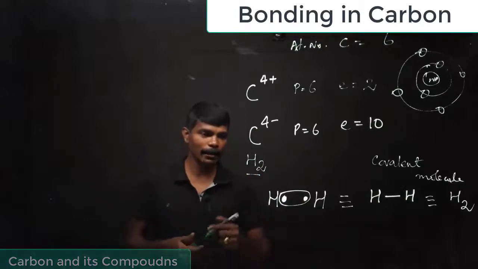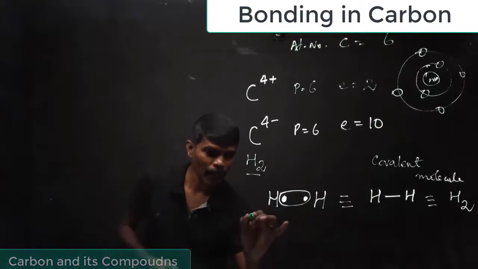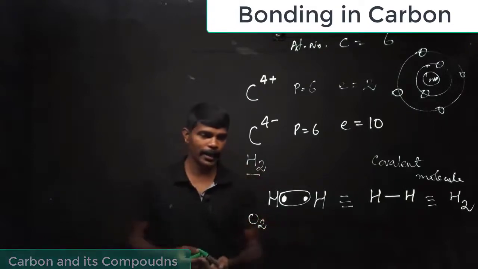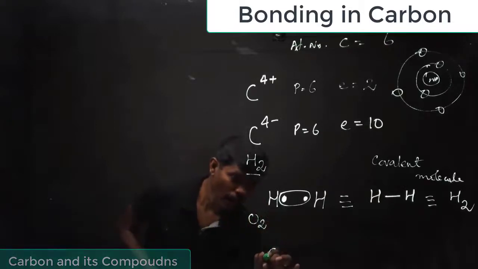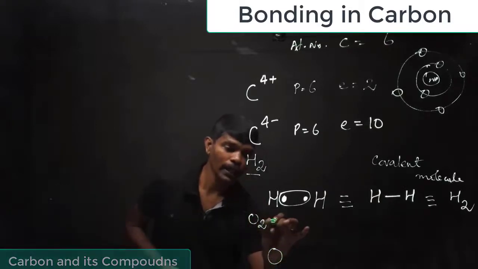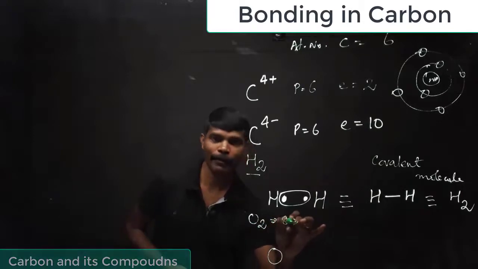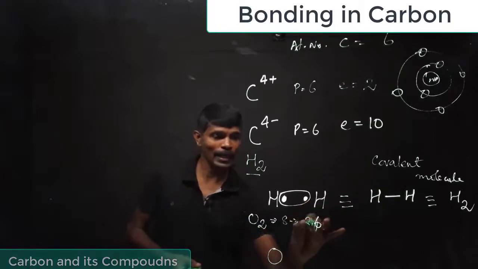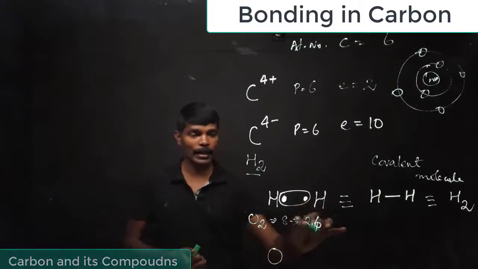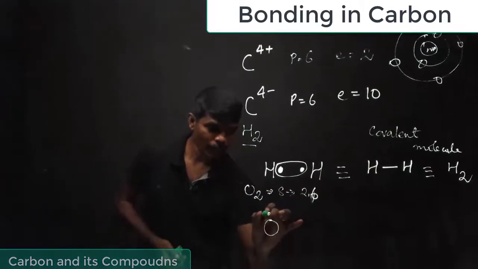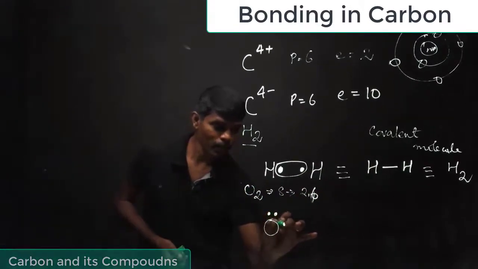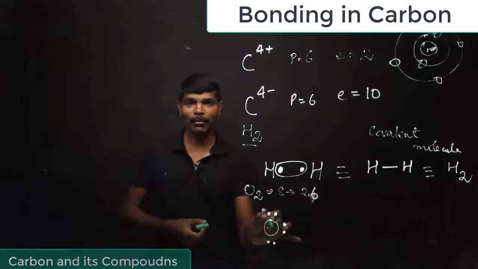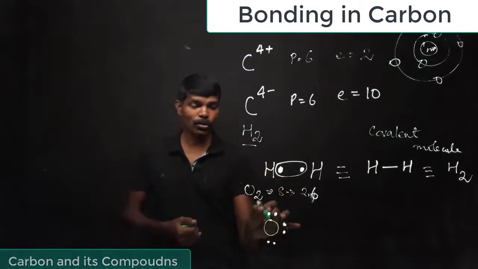Let us take another example so that you will understand in a better way. I'll take diatomic oxygen. Hydrogen is diatomic and oxygen is also diatomic. So for oxygen, we know that the atomic number is 8. So its electronic configuration would be 2, 6, which means the outermost shell has 6 electrons. So in the electron dot structure, what we have to do is put here 2 electrons, here 2 electrons, and here 2 electrons. For each oxygen atom to become stable, it needs 2 electrons, right?